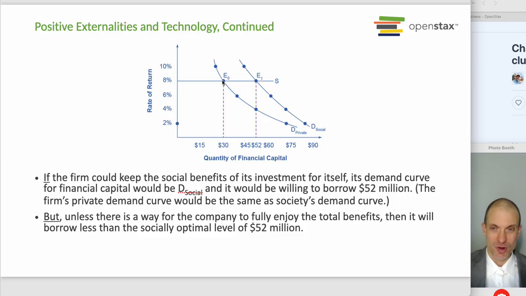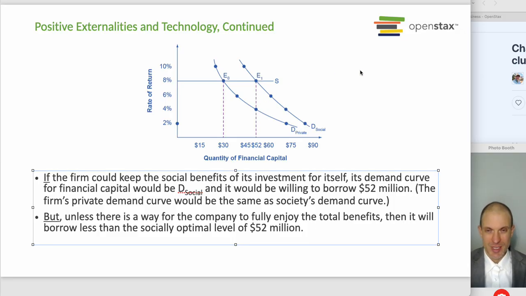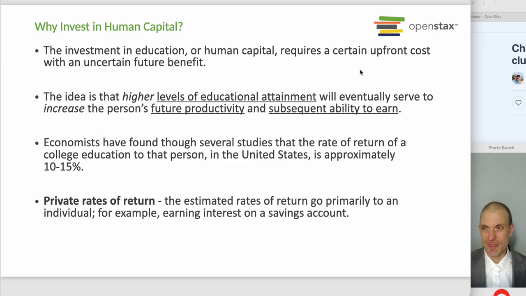They're also difficult to quantify, and they're not salient, so the firm isn't even really paying attention to them. Unless there's a way to compensate, or unless there's a way for the company to fully enjoy total benefits, it'll borrow less than the socially optimal level of 52 million. Yeah, right. We get underproduction, under-provision of whatever is the good that creates the positive externality.